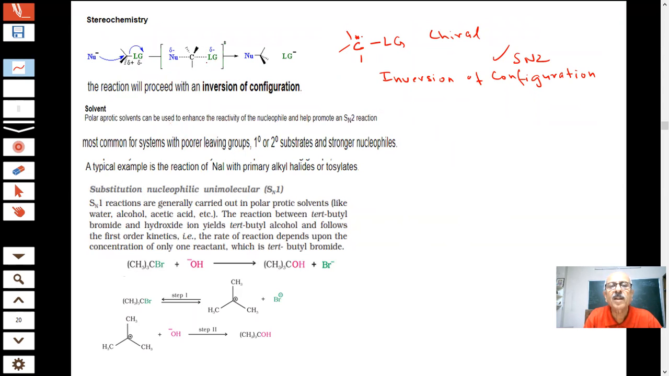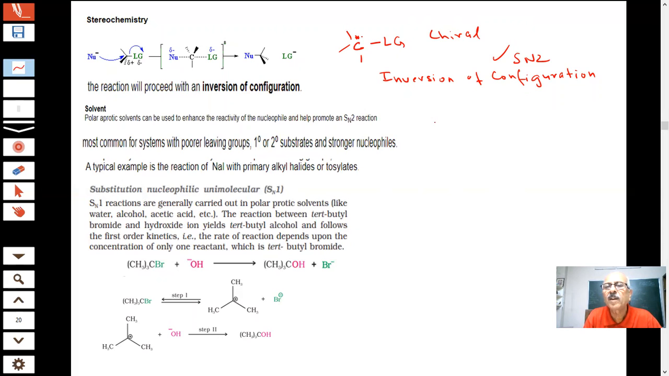So we can say that a polar aprotic solvent, because there is no hydrogen bond formation, can be used to enhance the reactivity of the nucleophile and help promote the SN2 reaction. And the leaving group is also important.